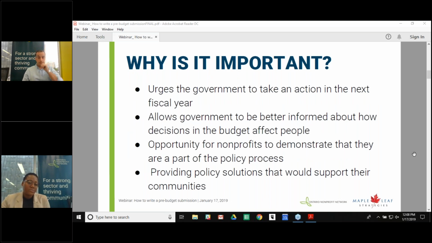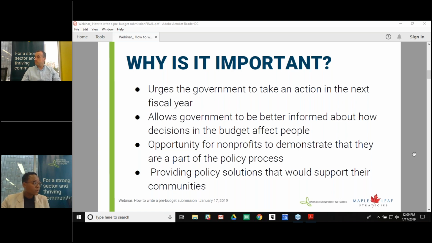So we want the government to take action. It's a way to allow the government to be informed. Like John said, it's like a CV. It's telling them about what you're interested in, what your organization is doing, and how your work affects people or supports communities. And thus, you need to explain to government how the decisions in the budget will affect the people that you are working for, working with, or supporting.